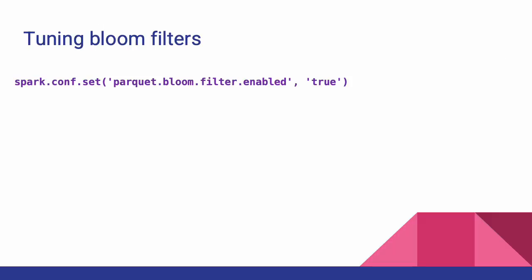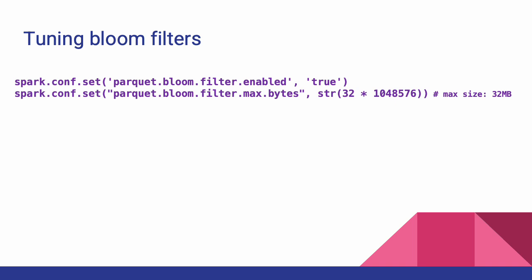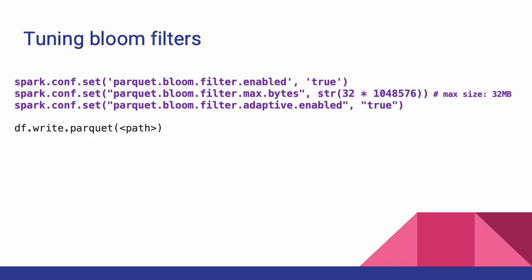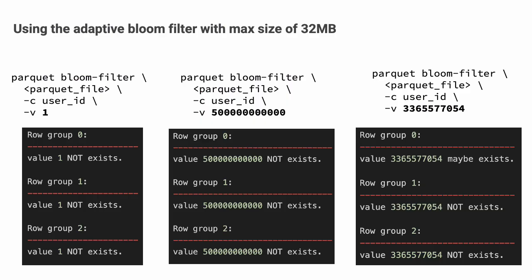So tuning the bloom filter, we used 32 megabytes as the max size, and we enabled it to be adaptive, because we don't want to give the number of distinct values, since that can change over time. Either you can give the expected number of distinct values for that column, or you can just give the maximum bytes and enable the adaptive bloom filter. After this, we created new files where the size of the bloom filter was 32 megabytes.